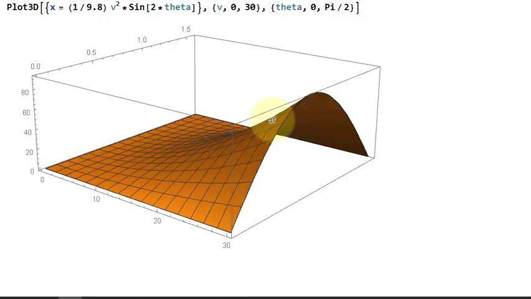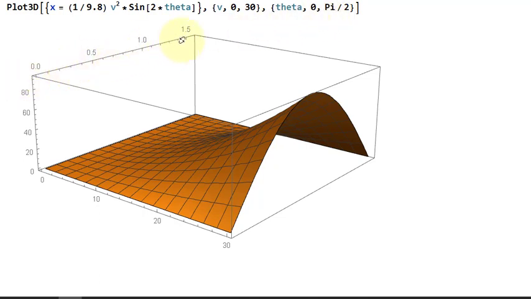So I'll show you what I entered into Mathematica. It would be very similar on Wolfram Alpha. Wolfram Alpha is running on Mathematica, based on Mathematica. So it's the plot of the 3-dimensional function where x is the horizontal range. I've got this 1 over 9.8 factor times the velocity squared times the sine of 2 times the angle theta. You see I have an interval for the velocity of 0 to 30 and an interval for the angle theta from 0 to pi over 2.